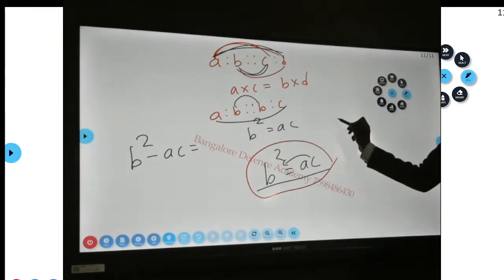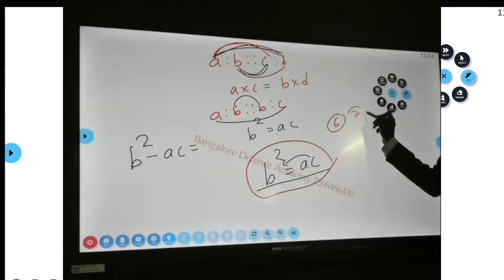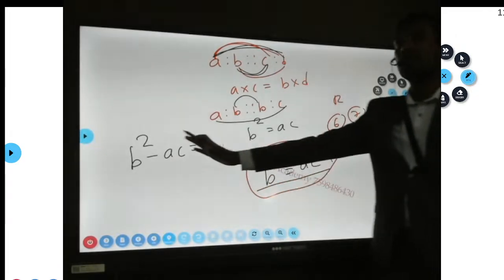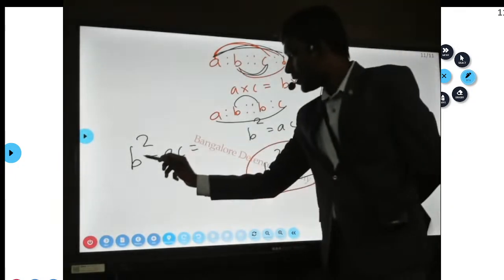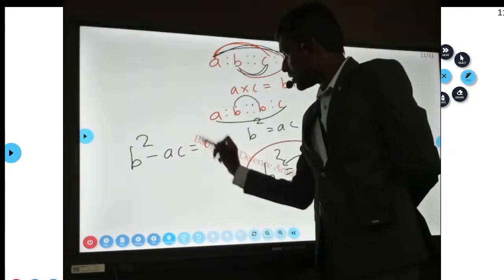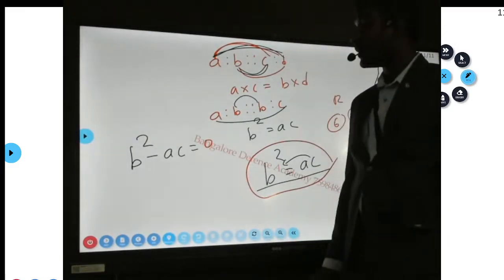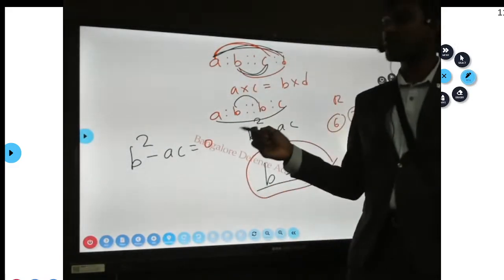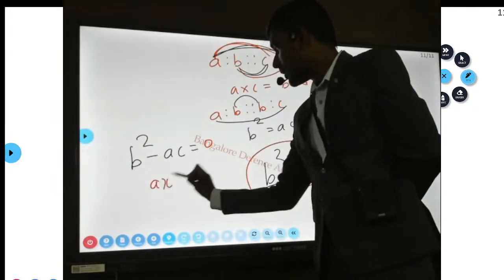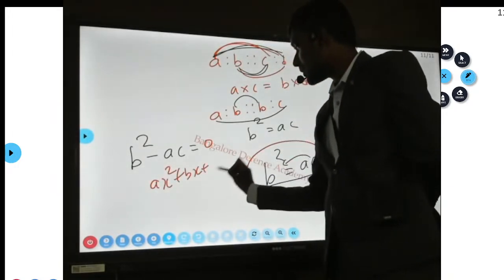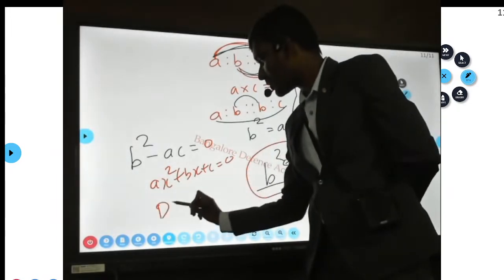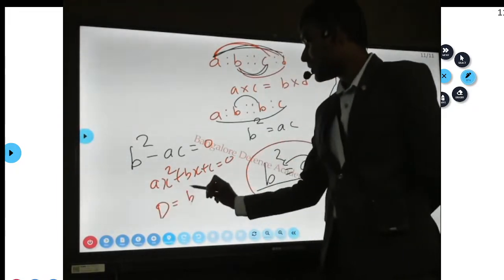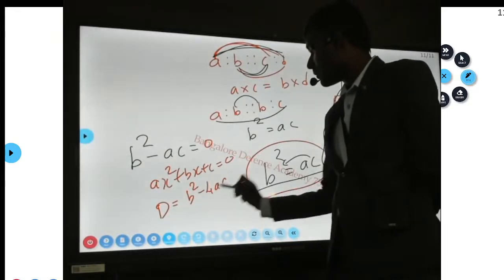Now see, slowly in 6th standard and 7th standard you have ratio and proportion. Now I will take you to the 11th and 12th standard and how questions are asked in AFCAT, NDA and all. B square minus AC is equal to 0. Can I write it like this? Right. Now if I talk in terms of quadratic equation, AX square plus BX plus C is equal to 0. Have you heard a concept called discriminant? Discriminant is B square minus 4AC.